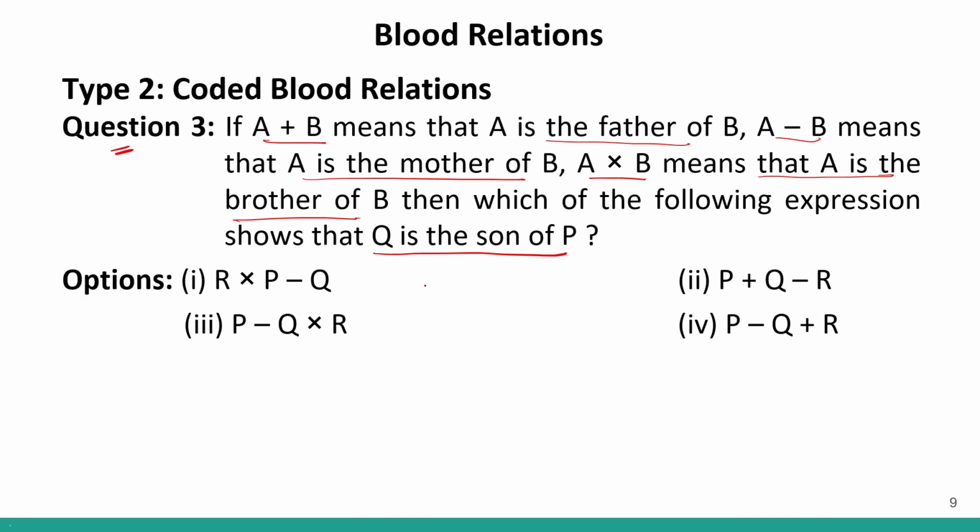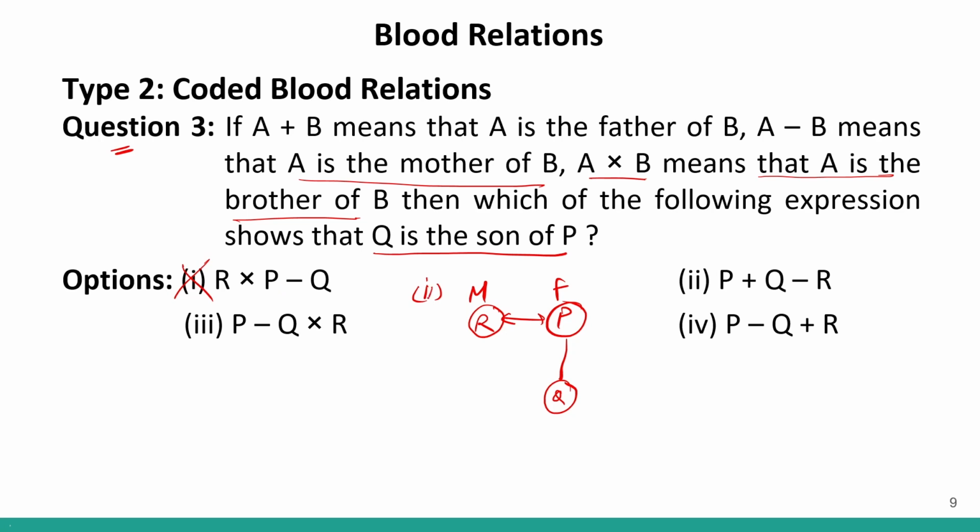If I check option number 1, R into P means what? R into P means R is the brother of P. So R would be male, gender of P is unknown. Correct? P minus Q means P is the mother of Q. So P would be female. But Q's gender is not known. We have to identify that Q is the son, so Q should be male. So this is not the correct answer. We cannot identify this relationship based on this expression.